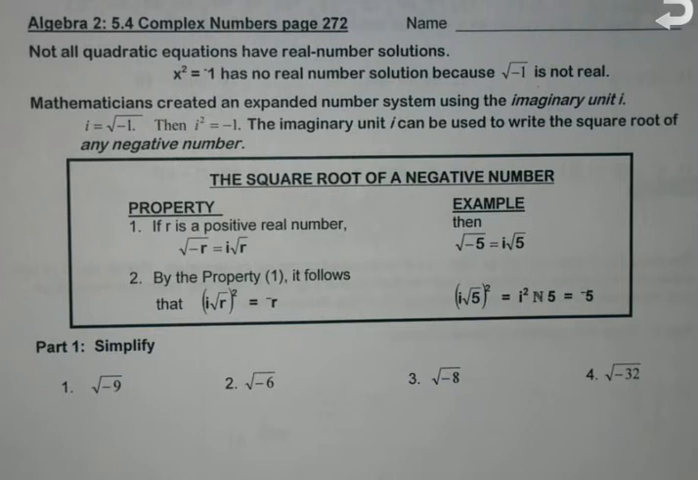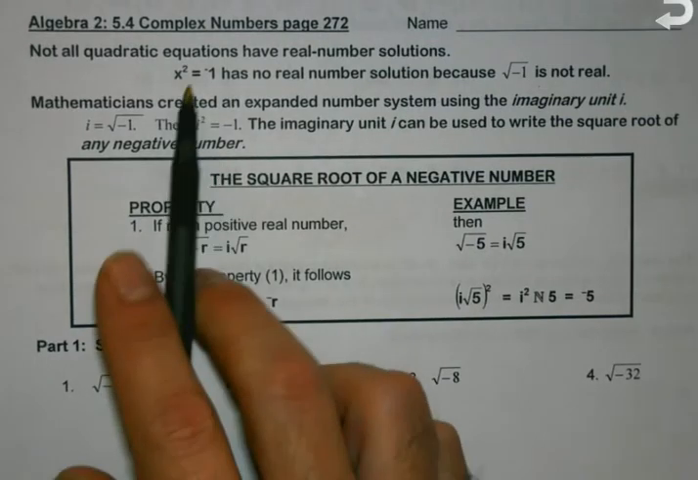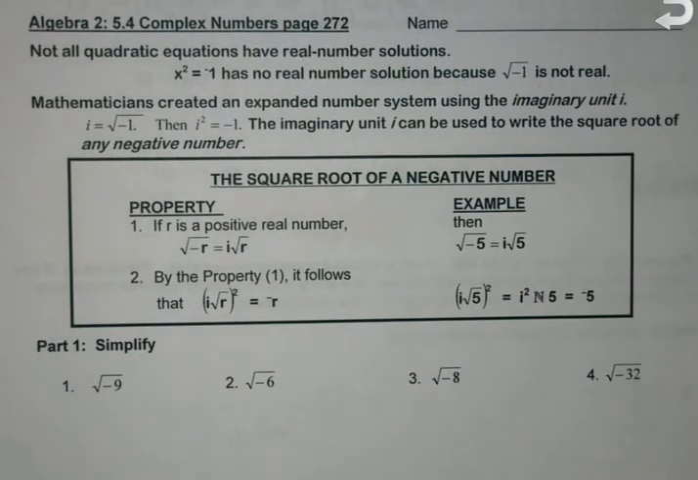So, whenever we're trying to solve some sort of a quadratic equation, that's just a fancy way of saying it has x squared, sometimes you're going to get something with a negative. And before we couldn't solve it, now we're going to be able to. Like it says here, x squared equals -1 has no real number solution because, well, if you take the square root of -1, it's not real.